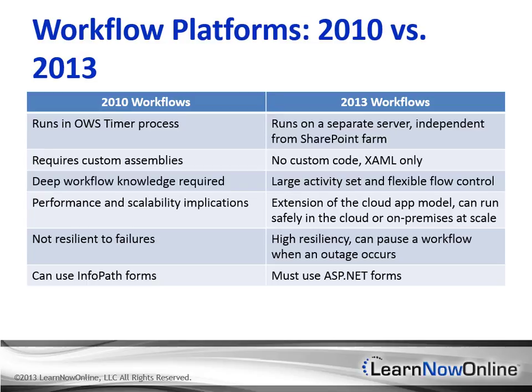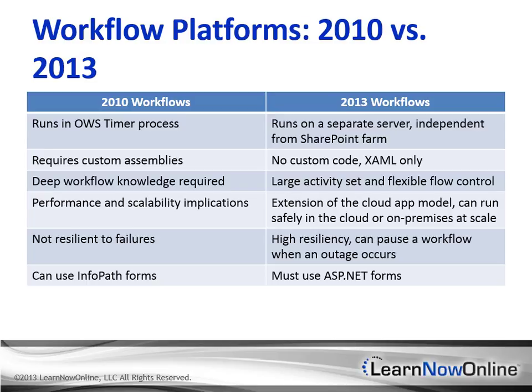It's not good. Now with 2013 workflows, it's really just an extension of the cloud app model. So you can run safely in the cloud or on premises at scale. So you might be wondering, okay, how in the world is that possible? How can it run somewhere else? Well, it's because of the API that SharePoint exposes. So when SharePoint 2013 workflows run, anytime they communicate with SharePoint, they're calling web services. They're calling the WCF web services that SharePoint has, or the REST web services, whatever endpoint it decides to use.